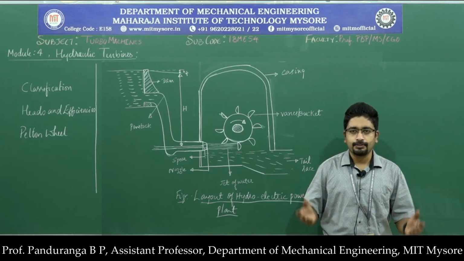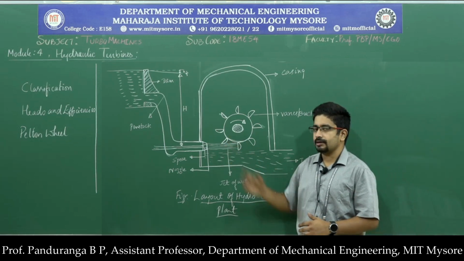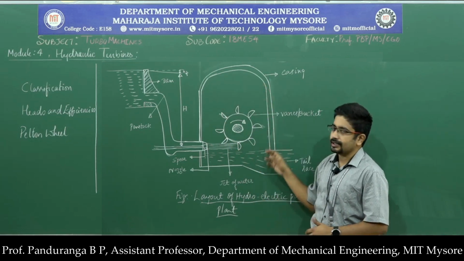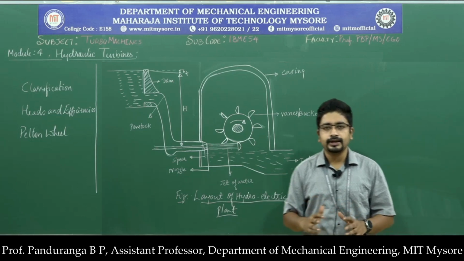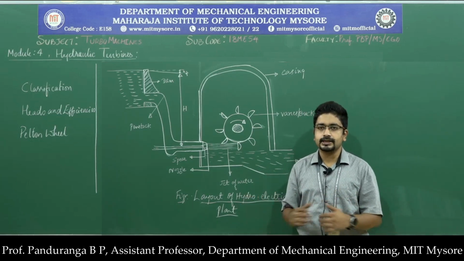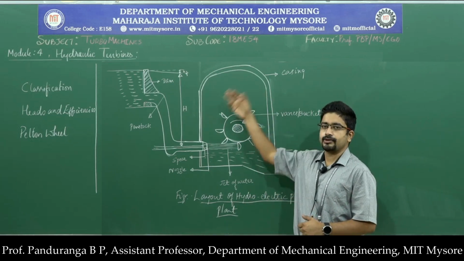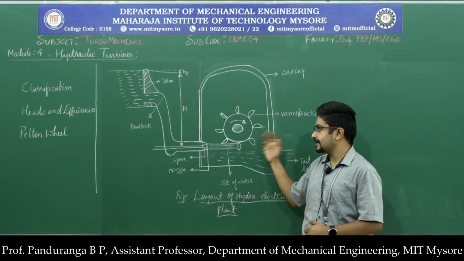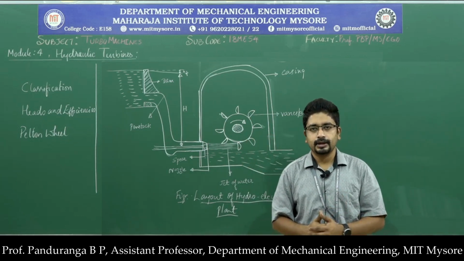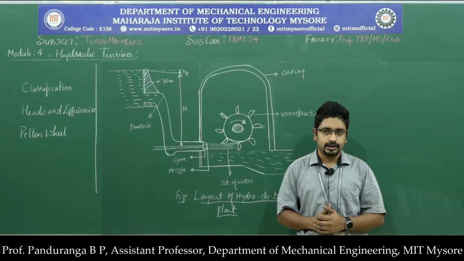We need to have a proper casing and a draft tube. For an impulse turbine, we don't need a casing. The casing is provided here only to avoid the splashing of water in all directions and to keep the place dry. Because of that purpose we have the casing here, otherwise a casing is not at all necessary for an impulse turbine. If it is a reaction turbine, then the casing is an integral part of the turbine.